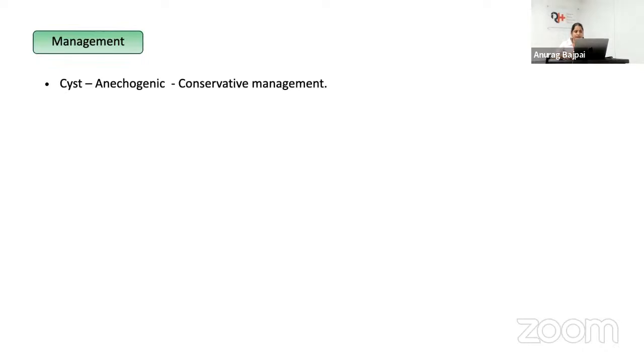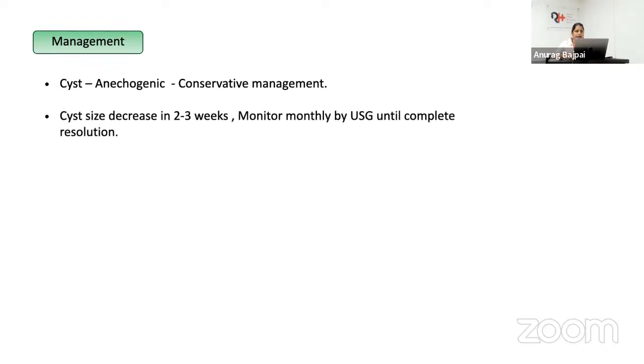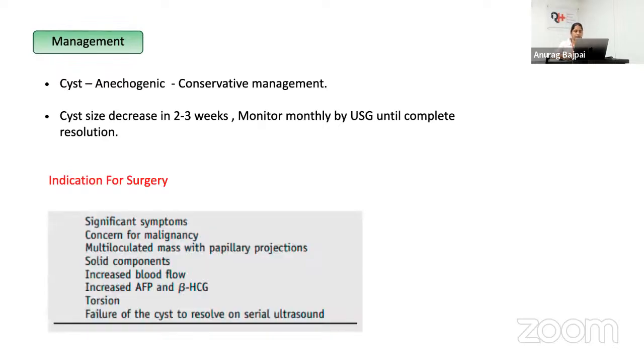So if we go by the management, generally, if the cyst is anechogenic in the ultrasound, we can manage it conservatively and we observe it. Generally, the size of the cyst decreases in 2 to 3 weeks. We monitor it monthly by the USG until it resolves completely. And surgery is indicated when there are significant symptoms, when there is a concern for malignancy, if there is a solid component, if there is echogenicity in the cyst, if there are multilocular margins, if there is increased blood flow in the Doppler, if there is increased AFP, there is a torsion, or if there is a failure of the cyst to resolve on the serial ultrasound.